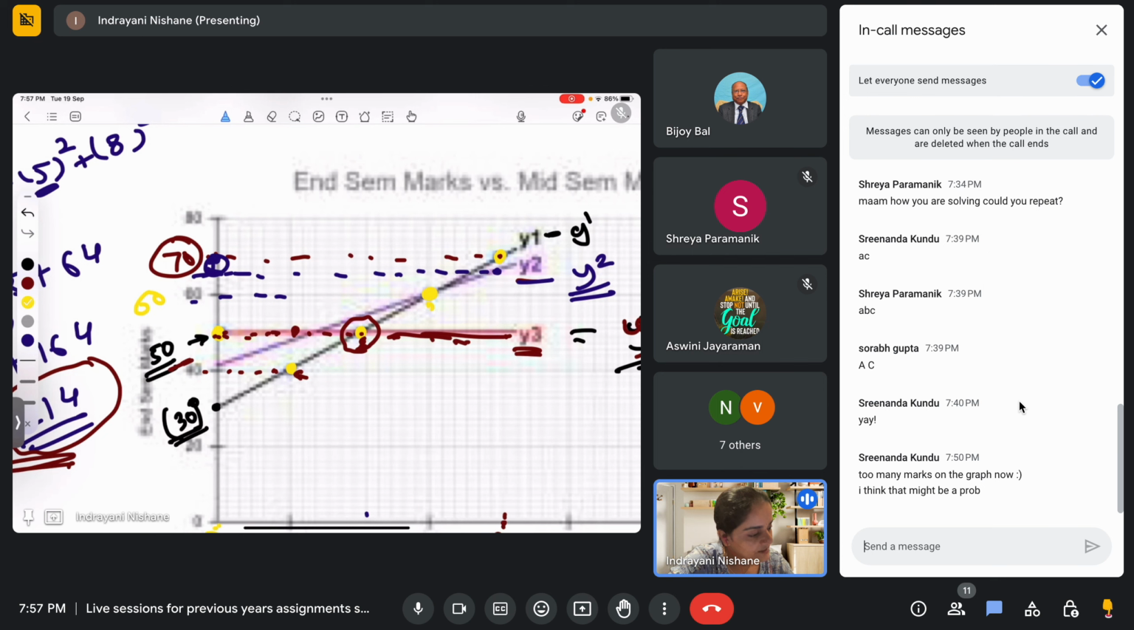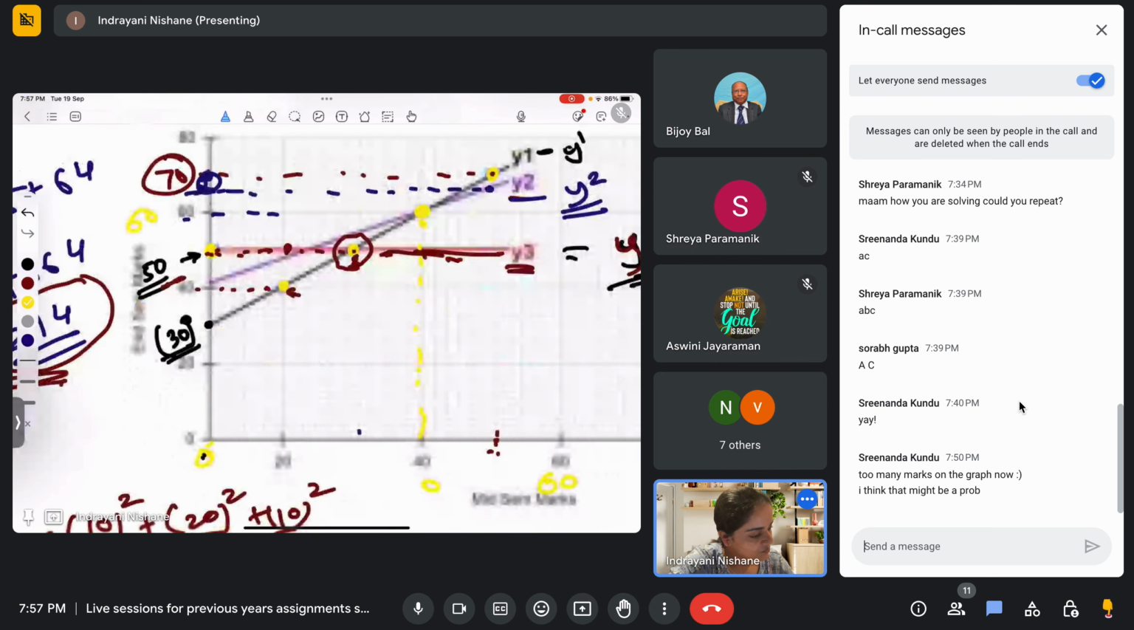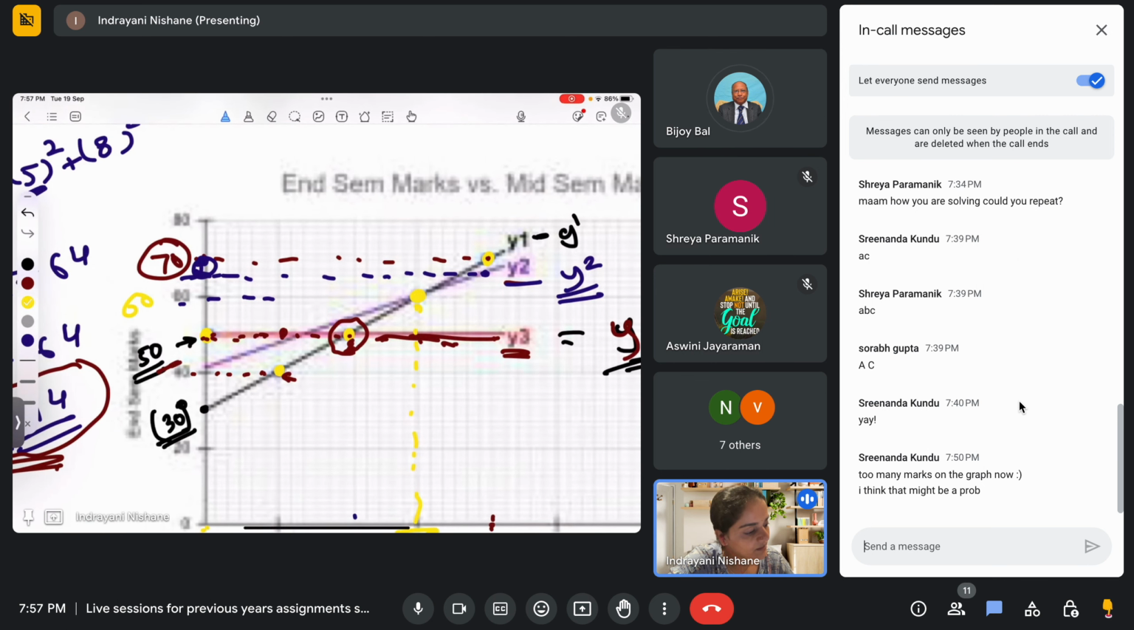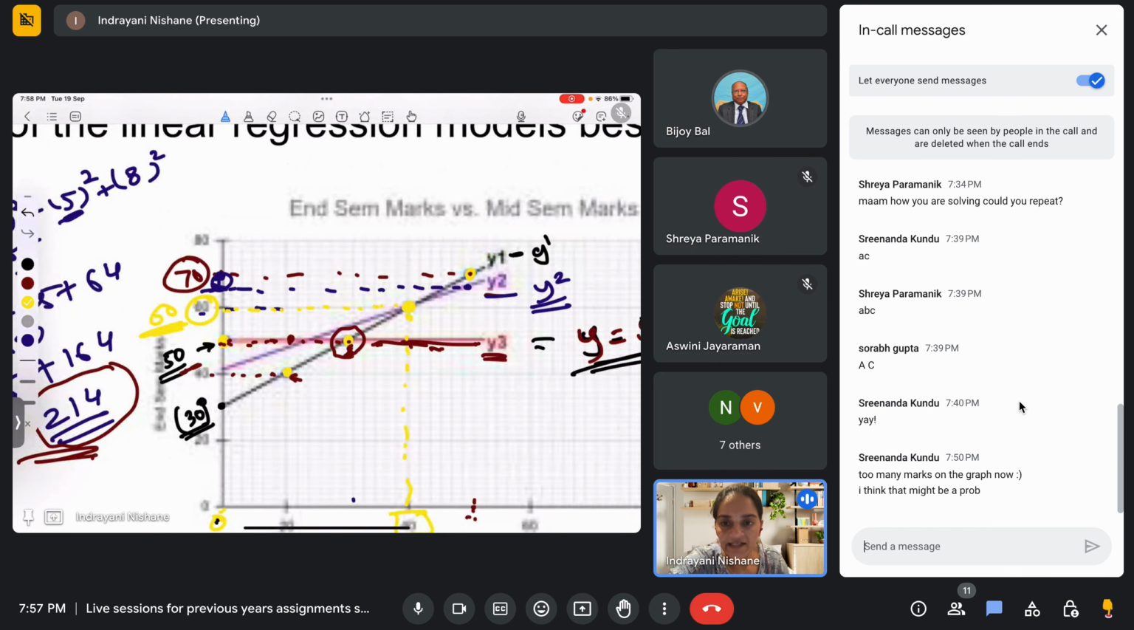Model y2 says for this particular value of x, which is 40, that means 40 mid-sem marks, the end-sem marks will be 60. Do you agree? Yeah. So now we have to consider only the end-sem marks, the difference between the actual end-sem marks and what our model is predicting. Model y2 is predicting 60 for x equal to 40. And what is the actual data this point is saying? 60. So what will be the difference between 60 and 60?